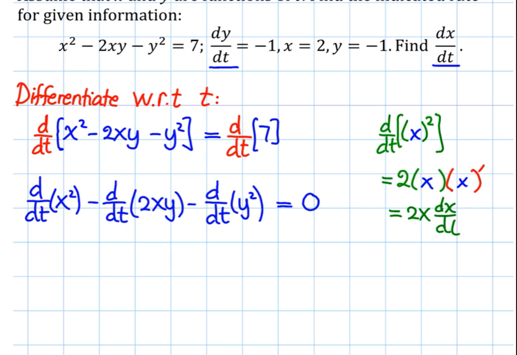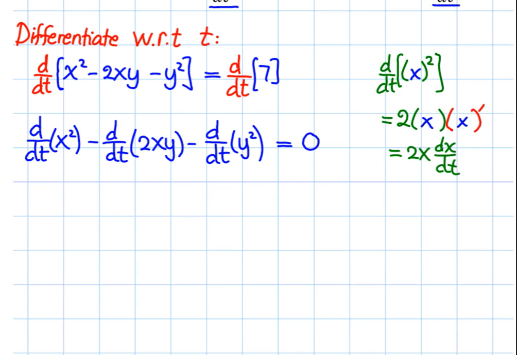dt. Right. So for x squared, the derivative of x squared with respect to t is 2x, and then dx over dt. I will write that in red. Right. The derivative of y squared with respect to t will be the same thing. So it will be 2y dy over dt. Right. Now, the middle, 2xy.